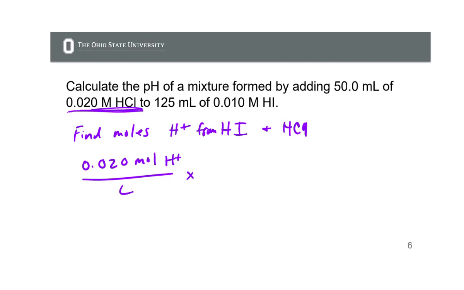And we're going to put 50 milliliters of this solution into a container. So if we multiply by the volume, 0.05 liters, we're going to end up with the moles of H+. 1 times 10 to the minus 3 moles of H+ contributed from the HCl.